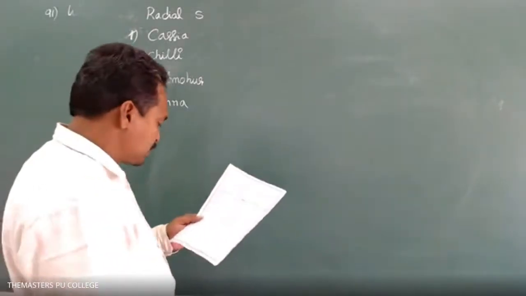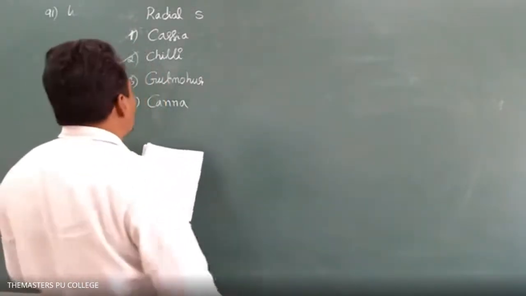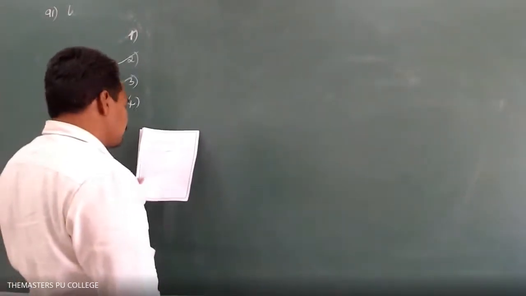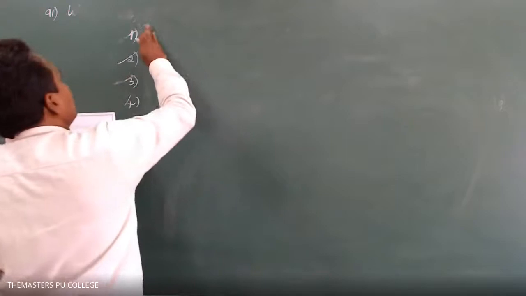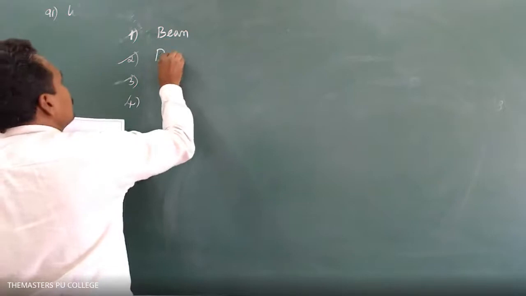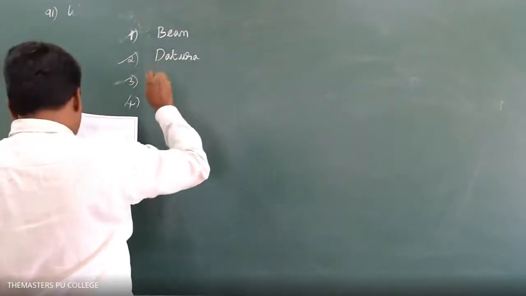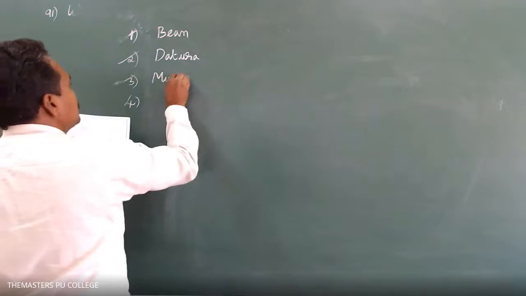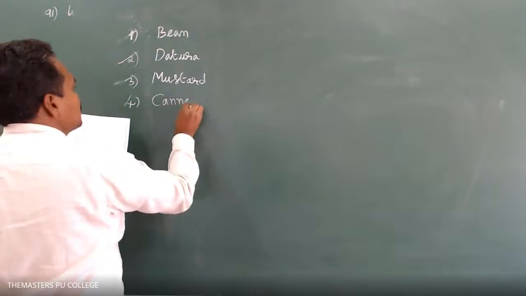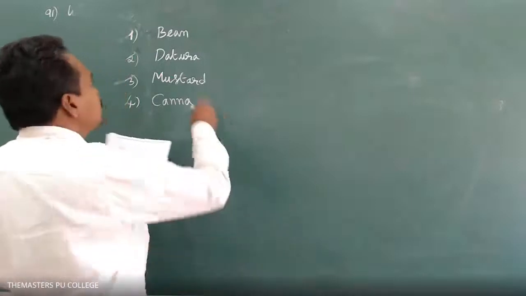Yes sir. Okay, that's zygomorphic, the bilateral symmetry. Clear? Okay sir. Next, the flower of which of the following plants is zygomorphic? Option 1 is bean. Option 2, datura. Option 3, mustard. Option 4, canna. What is the answer? Zygomorphic. Option 1, bean. Very good.